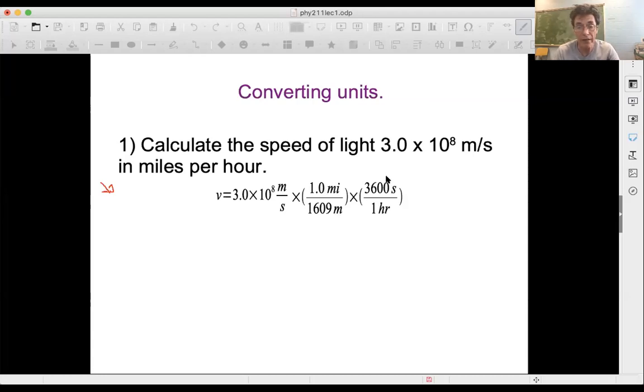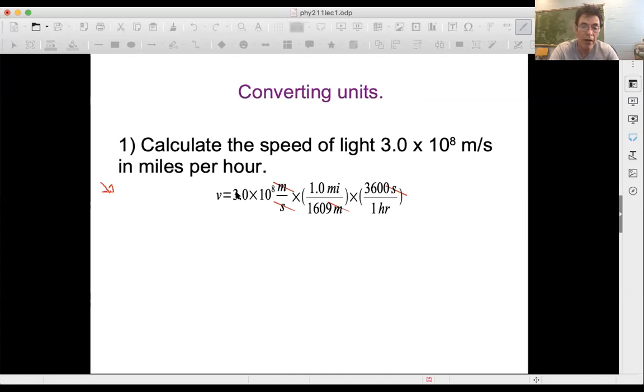Likewise, over here on the right, this factor here, 3,600 seconds over 1 hour. I happen to remember that there are 3,600 seconds in 1 hour. So that quantity is also unity. And so it won't change the speed, but it will cancel out the seconds in the denominator here and replace it with hours. So let's see how that works. First, I canceled out the units. So the meters upstairs cancel with the meters downstairs. The second downstairs cancels with the second upstairs. That leaves me with just units of miles per hour.